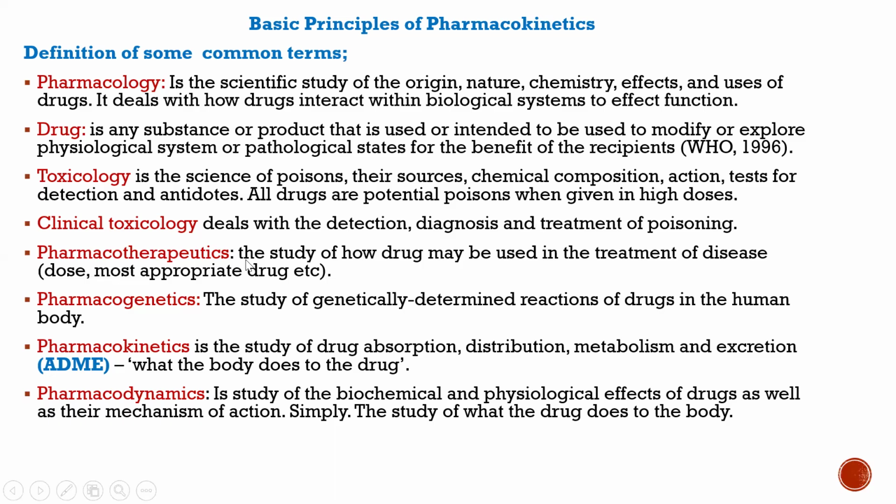Okay, so let's look at pharmacotherapeutics. It's a study of how drugs may be used in treatment of disease. That's talking of the most appropriate drug to use. Okay, that's the use of drug to heal or to cure a particular disease is what is called pharmacotherapeutics. Then what is pharmacogenetics? It's a study of genetically determined reactions of drug in the human body.